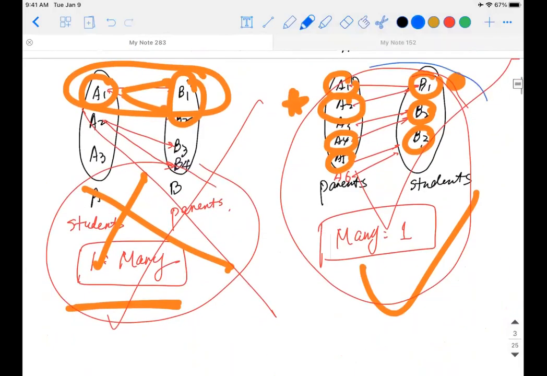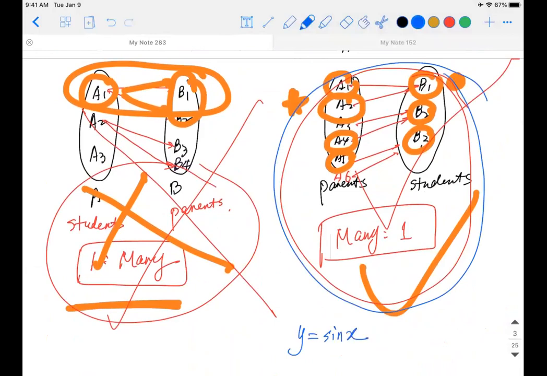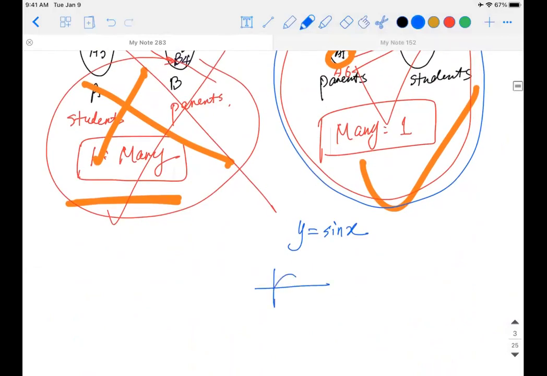Okay, what about this guy? Many-to-one relationship. A very good example is y equals sin x. We all know sin x is a periodic function, right? So sin x looks like this. If we want to find out the x values such that y equals 0, what is that? x will be equal to kπ, where k can be an integer.